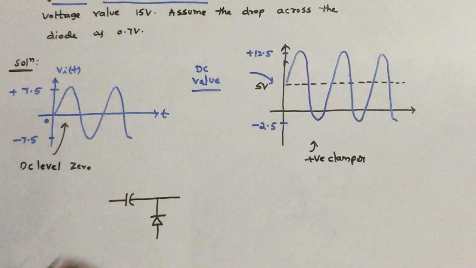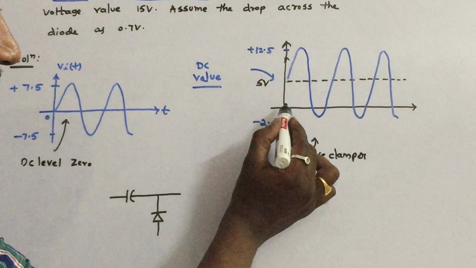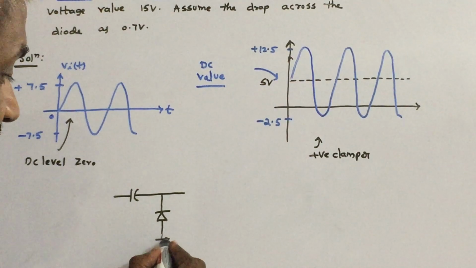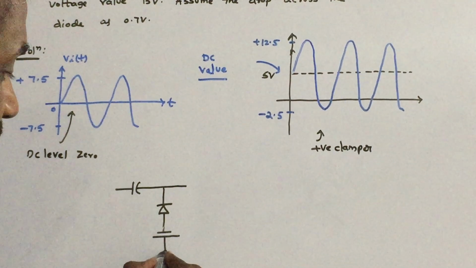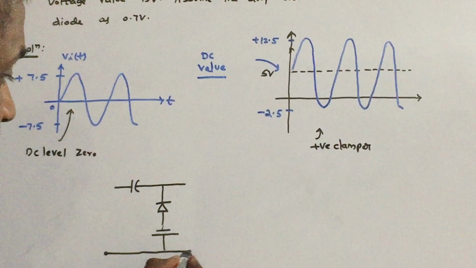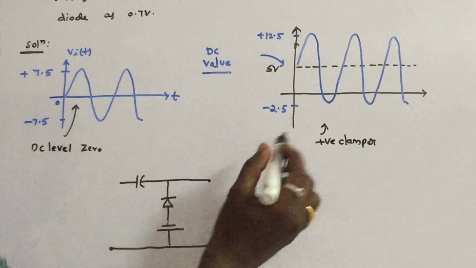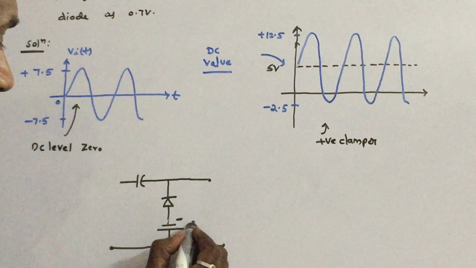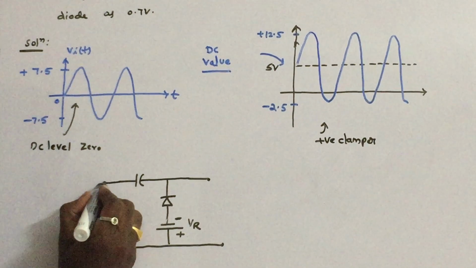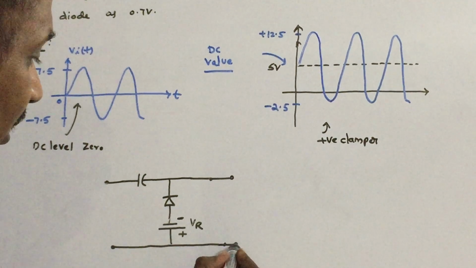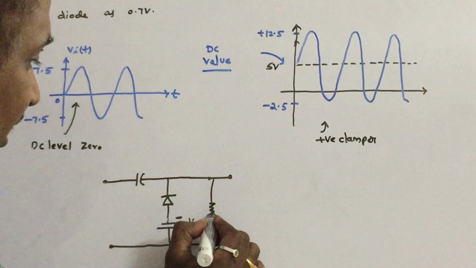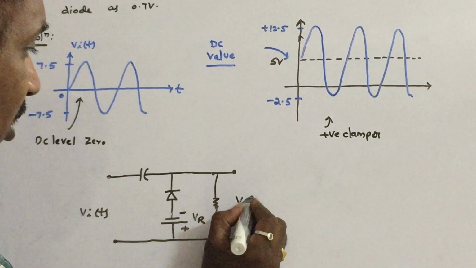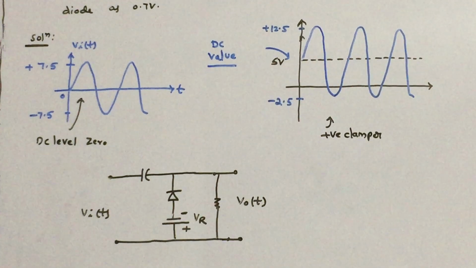But here, you can see that the reference voltage is negative. I have mentioned while discussing the design in the previous classes, you just have to take the reference voltage like this. Because it is negative, we have to place the negative battery VR. Place a resistor in the circuit like this. This is Vi of t, this is V0 of t, and this is the diode.